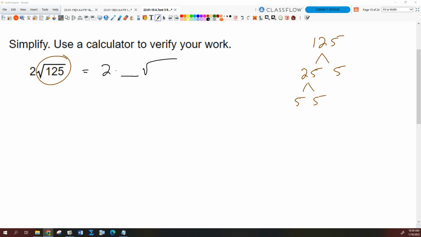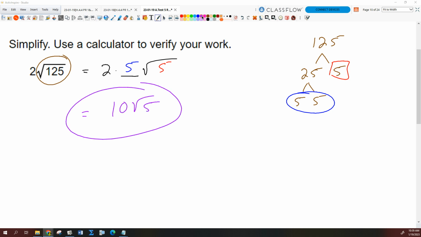So here are our prime factors, 5 times 5 times 5. Well, look, there's a couple of 5s and a leftover single 5, right? Couples go out, so we get a 5 outside, singles stay in, we get a 5 inside. And then what do I do with that original 2? Multiply by the outside number, right? So 2 times 5 is 10 times the square root of 5. Done. Okay.